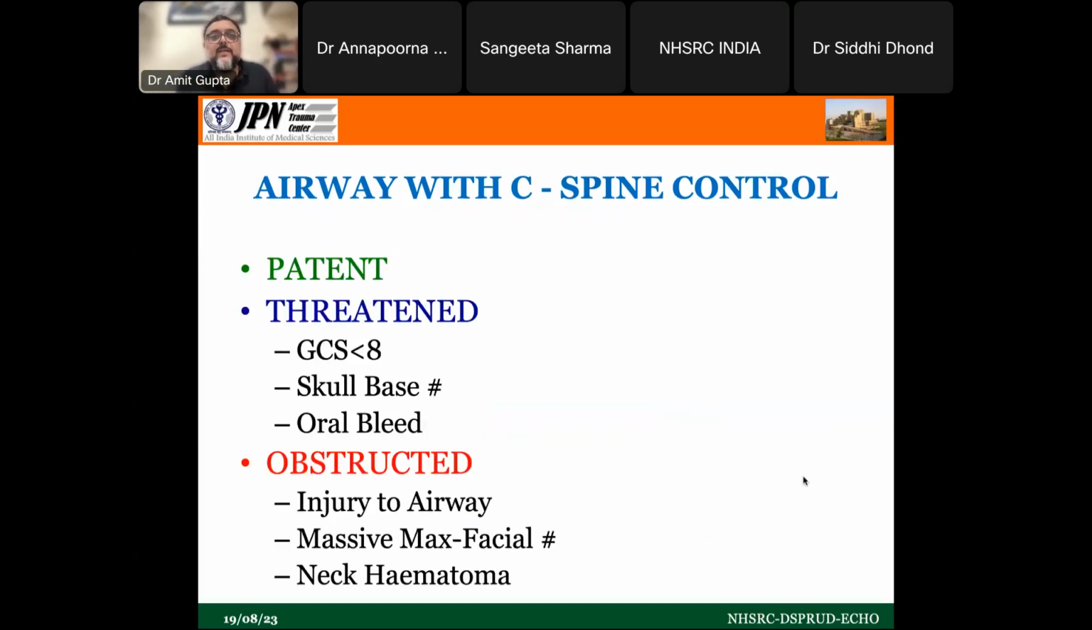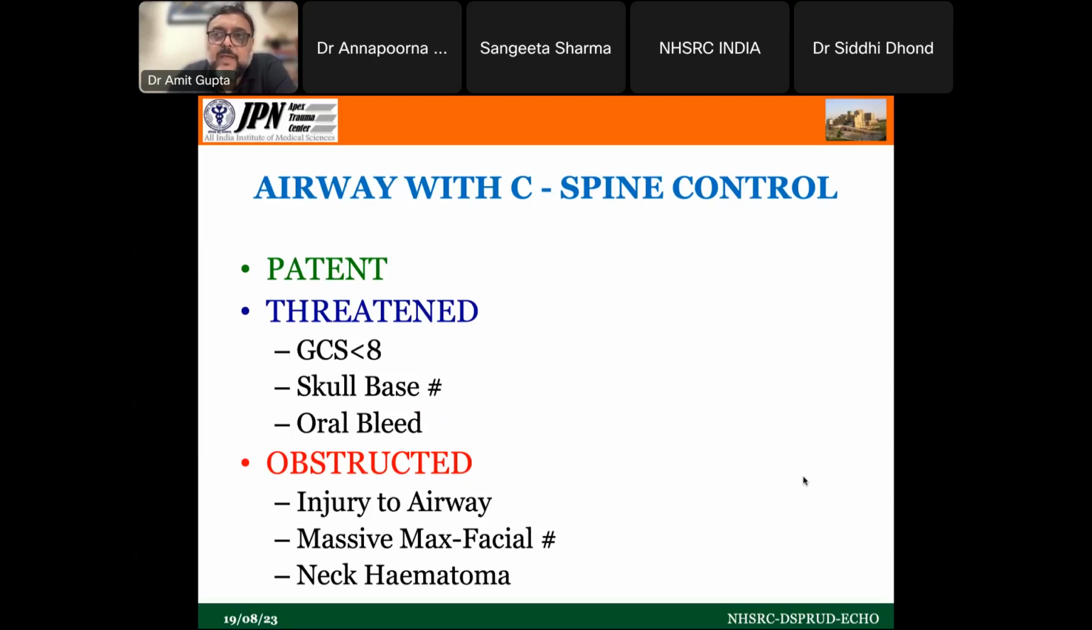The next, what happens in airway is that whether the airway can be actually patent. So the airway can be only three things: patent, obstructed, or threatened. So if the patient is having sonorous noise, if the patient is gurgling, that means he has got obstructed airway.